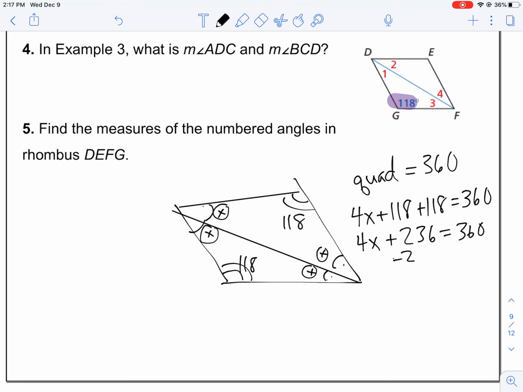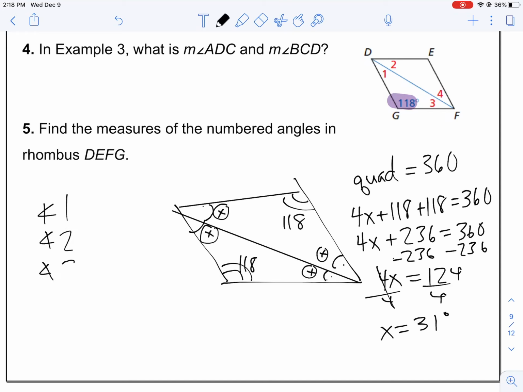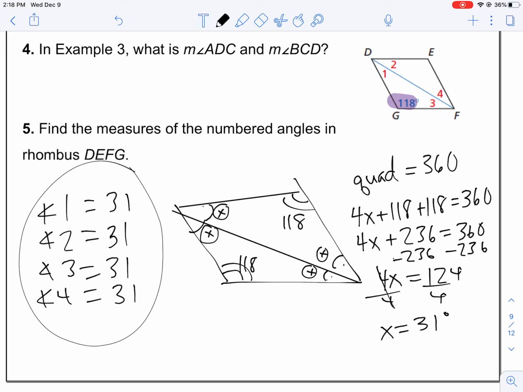Well, if I subtract those two, I get 4x equals 124. Divide by 4, and we get that x is 31. So 1, 2, 3, and 4 are all the same, so they're all 31. 31, 31, 31, and 31.